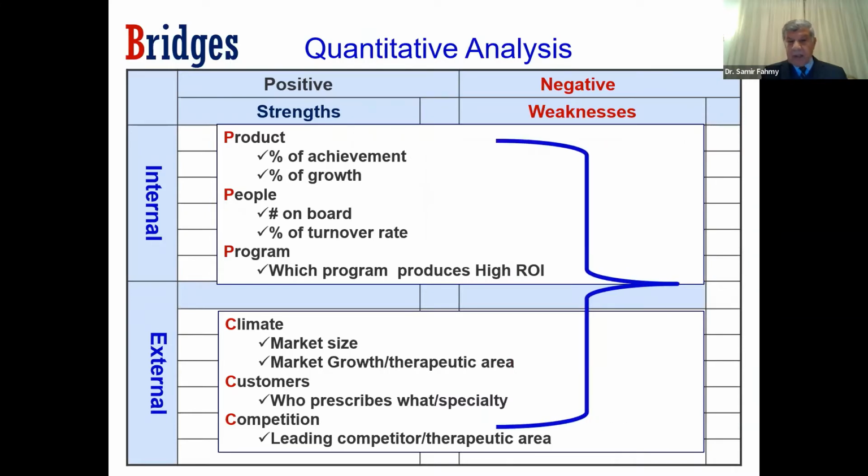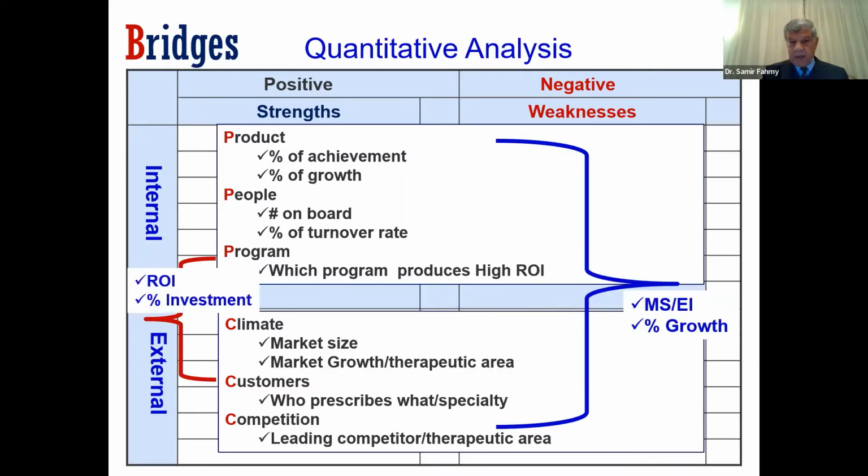For the product and the competitor, we'll see the market share, evolution index, and percent of growth to compare yourself among other leading products. For the program and the customer, you look for which program brought the highest return on investment and which percent of investment could be more profitable to the company.